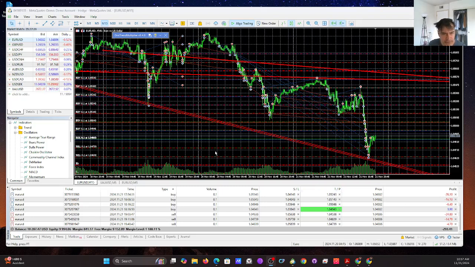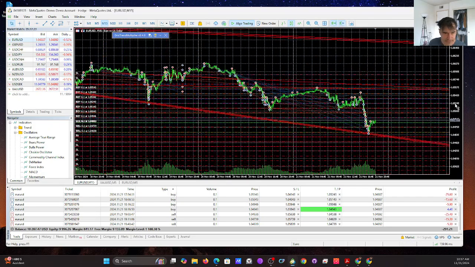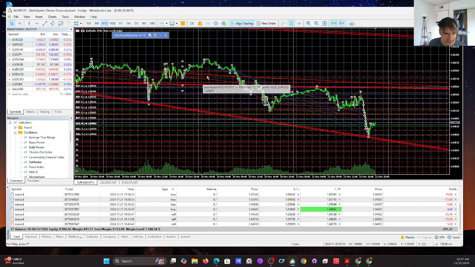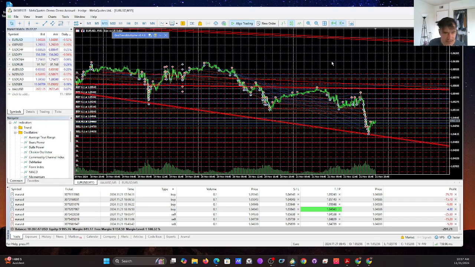Okay, so far as the last prediction, I said that this was the risk zone, and if it stayed above that, then the reward zone is this, and this is the target.